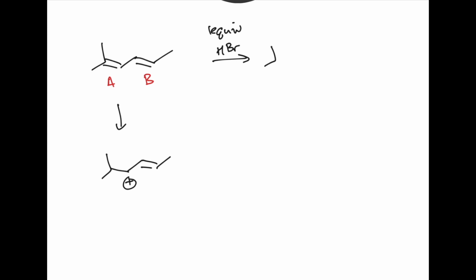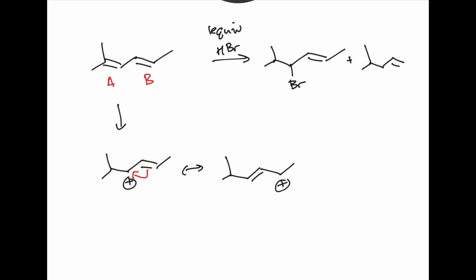I can have my 1,2 product plus I can have my resonance structure where I move these electrons over. I can have my 1,4 product. So always err on the side of making the allylic carbocation.